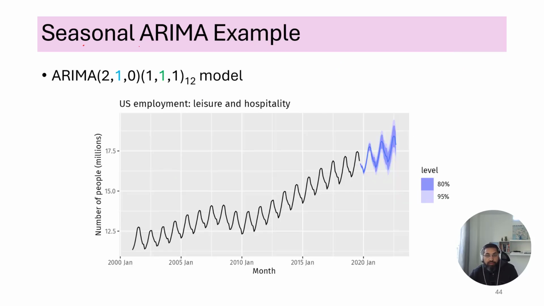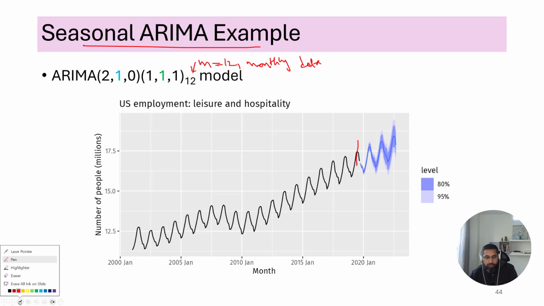This is an example of seasonal ARIMA, again using Auto ARIMA. So m is 12 because it's monthly data, right? This is our data till here. And then in the blue here, that's our forecast. So this blue line, that's our point forecast. And these shaded regions, that's your prediction interval. Your actual value is likely to end up somewhere in the prediction interval.